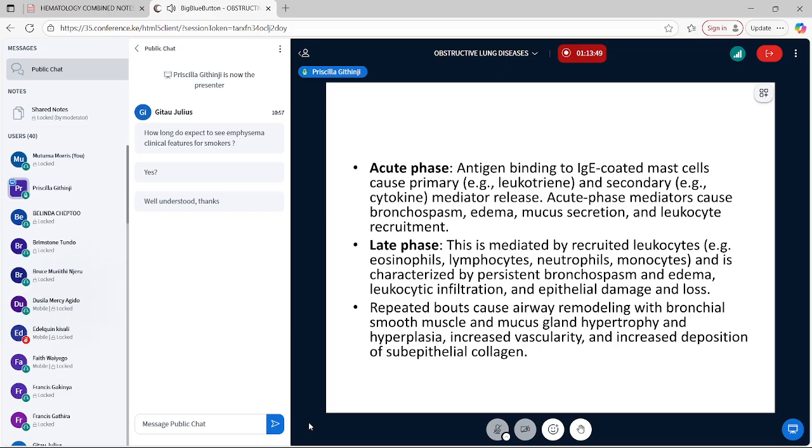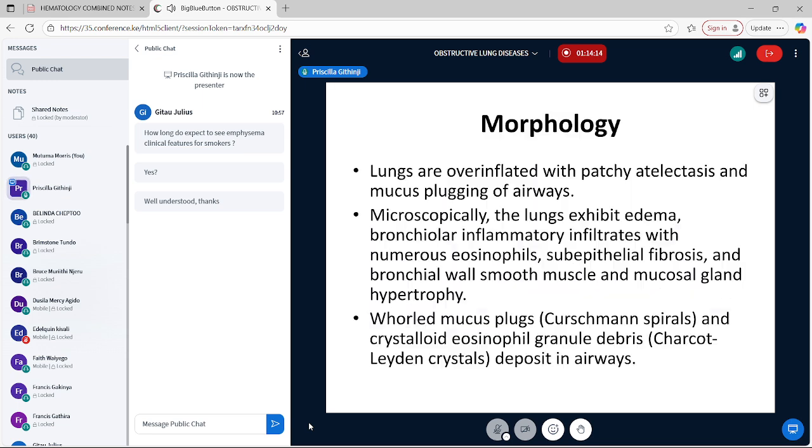Then what happens is with repeated asthma or repeated bouts, they'll cause your airway to remodel with bronchial smooth muscle and mucus gland hyperplasia and hypertrophy. They will also cause increased vascularity, and you'll have increased deposition of your subepithelial collagen. And now this leads to your chronic effects of asthma.